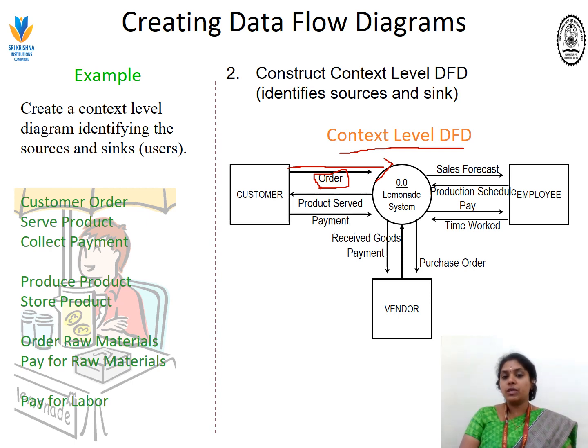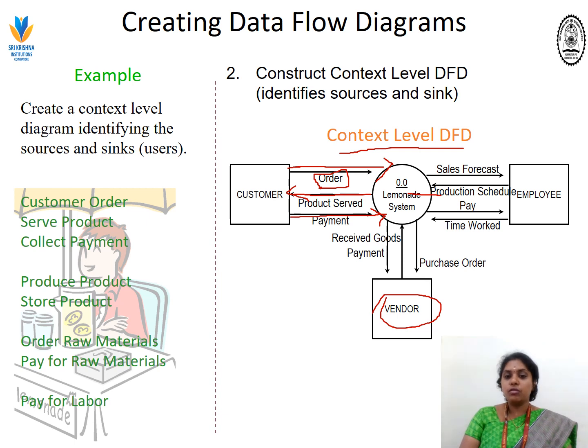So first he is approaching and ordering the particular thing in that system, and it reaches the employee, like sales forecast. He is preparing the content to serve to the customer, and the production schedule has been done, and the product is served to the customer. And then after getting the product he expected, he has to pay for it, right? So the customer pays, and the payment reaches the employee.